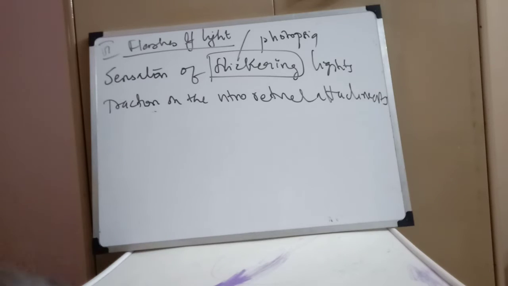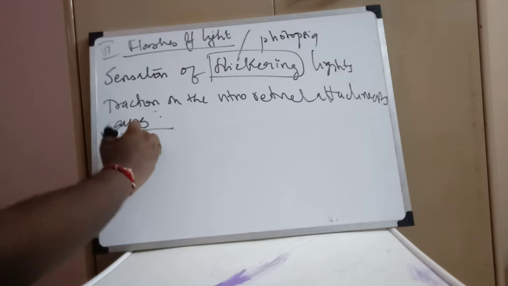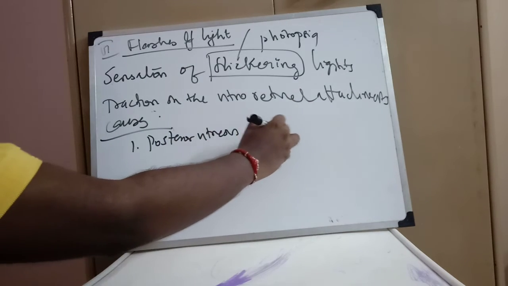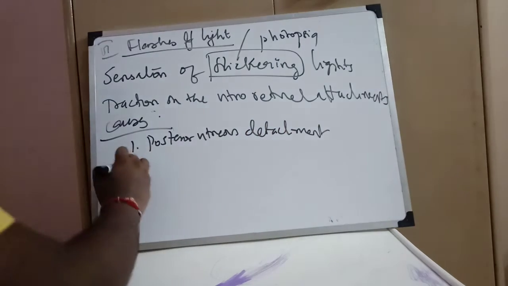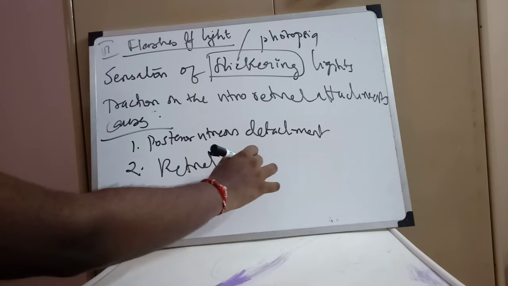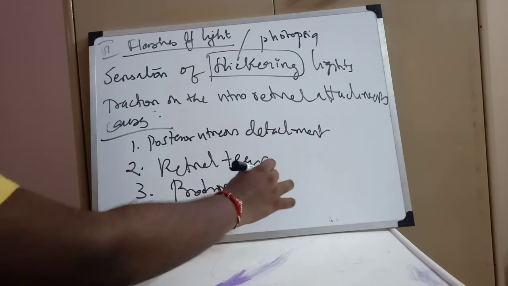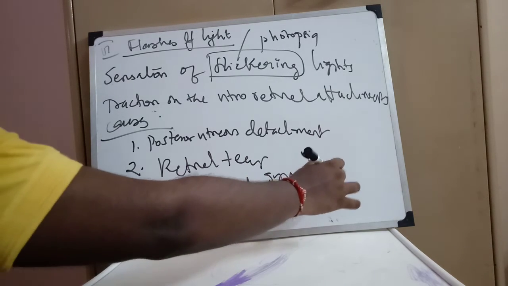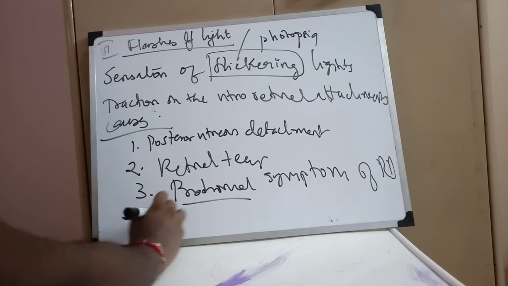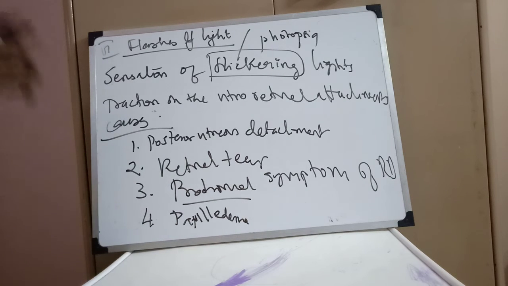So, what are the different causes of this? The first one is posterior vitreous detachment. Second one is retinal tear. Third one is a prodromal symptom of retinal detachment. And fourth one is papilledema. Okay, these are the different causes of flashes of light.